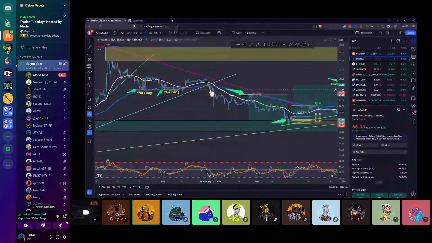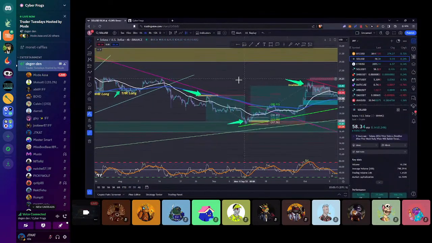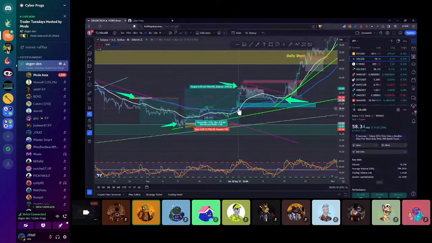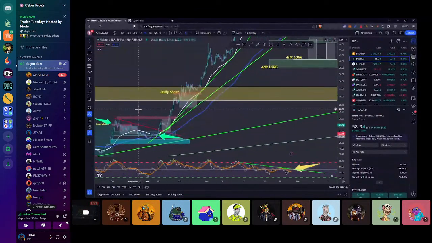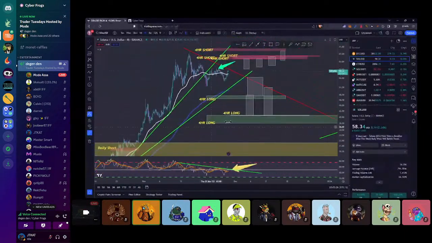What does it mean when the white line goes below the blue? What's it mean when the white line goes back above, right? What's it mean when the candles are printing below? What's it mean when the candles are printing above? These are all indicators.